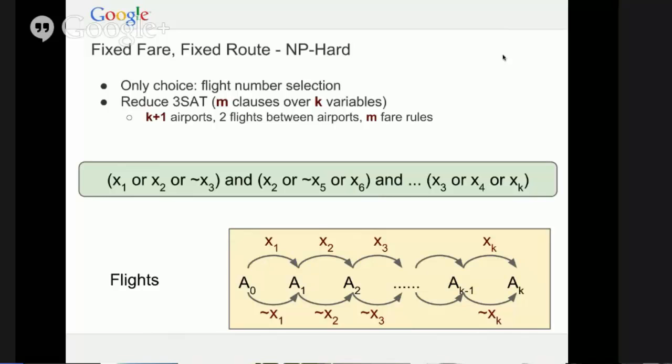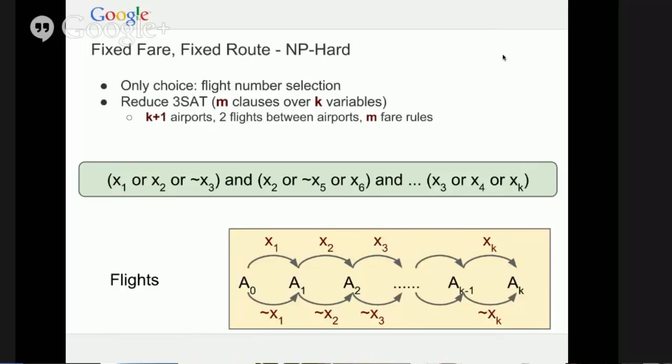And each flight corresponds to a true or false value for each of the variables. And if I have M clauses, I'm going to say I have M fare rules. So here, as you can see, say A0 to A1, I have 2 flights. I have x1 being true, and the other flight is x1 being false. A1 to A2, I've got two flights: x2 being true and not x2 being false, and so on.